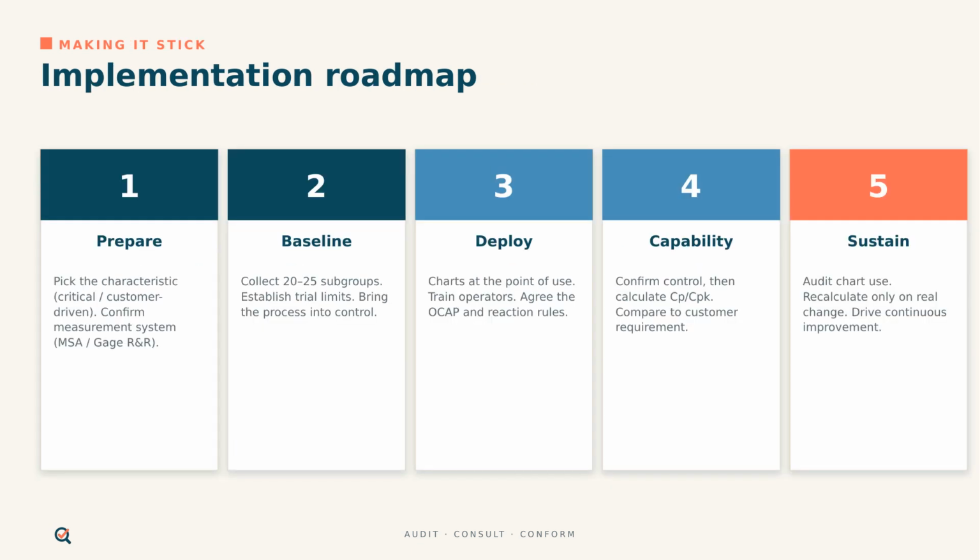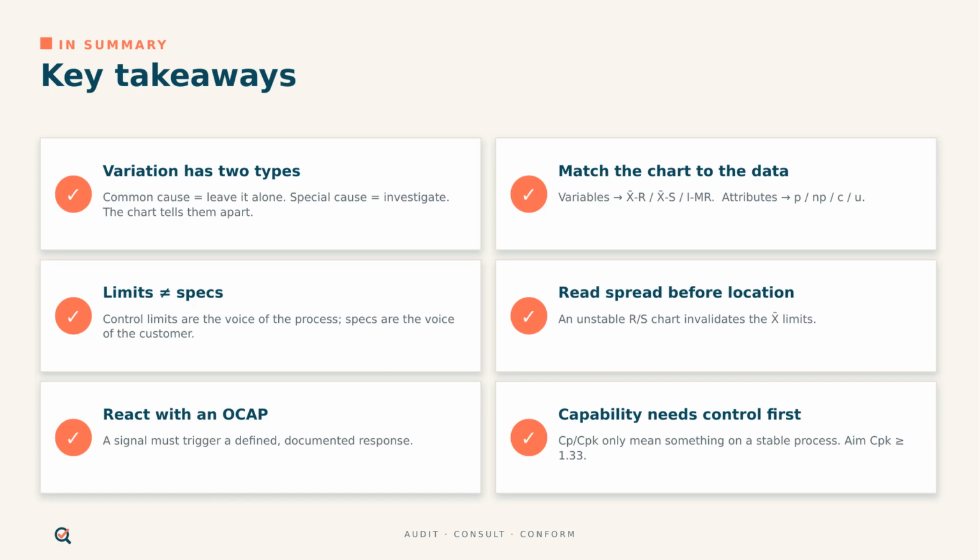So how do you make this stick on the floor? 5 stages. Prepare. Pick a critical characteristic and confirm your measurement system with a gauge study. Baseline. Collect your 20 to 25 subgroups, set trial limits, and bring the process into control. Deploy. Put the charts at the point of use, train the operators, and agree the reaction plan. Capability. Once it's stable, calculate Cp and Cpk and compare to the requirement. Sustain. Audit that the charts are actually used and recalculate only on real change.